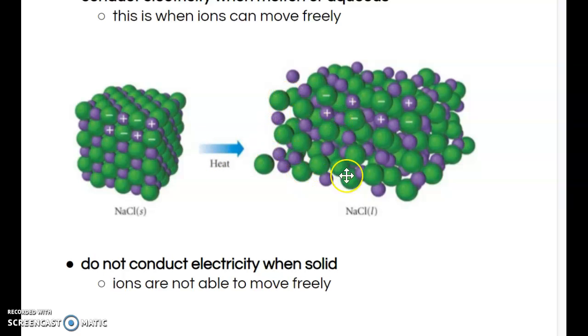Because sodium and chlorine dissociate in water, I'm just going to use sodium and chlorine because this is the example here. What happens is electricity can hit these ions and jump from ion to ion to ion and really conduct that electricity.